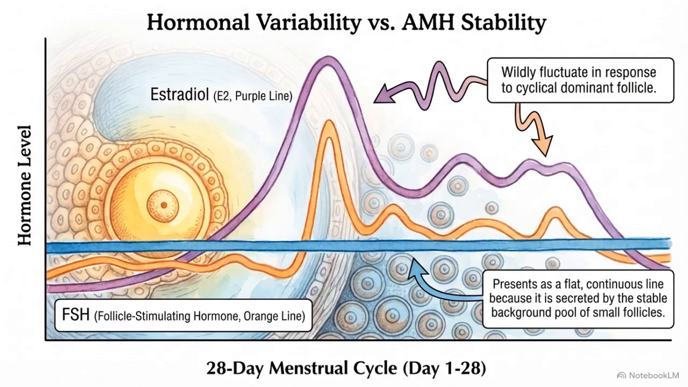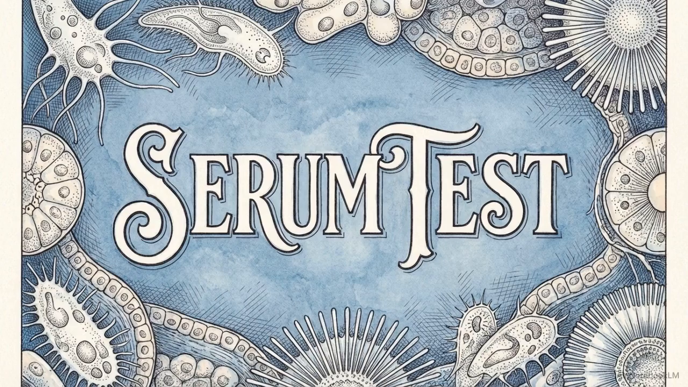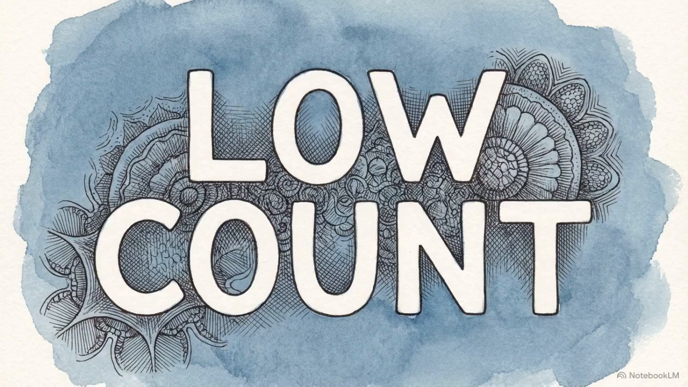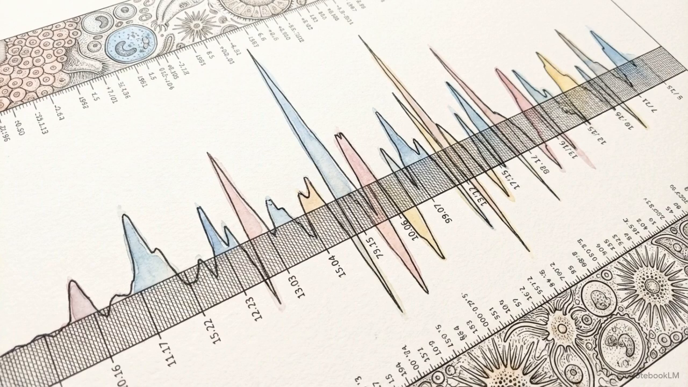This 28-day cycle line graph shows why AMH is highly reliable. While estradiol and FSH wildly fluctuate in response to the cyclical dominant follicle, AMH presents as a flat, continuous line because it is secreted by the stable background pool of small follicles. Endocrinologists define diminished ovarian reserve using precise thresholds, an AMH level below 1.0 nanogram per milliliter, combined with an AFC showing under 5 to 7 follicles. AFC and AMH translate abstract physiological phases into actionable clinical data, providing a high-fidelity snapshot of a patient's remaining reproductive timeline.